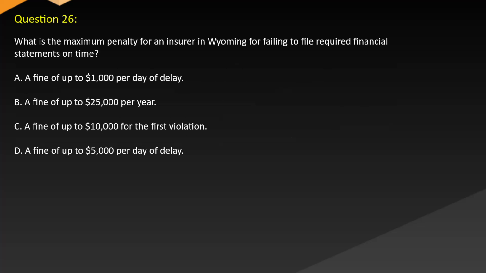Question 26. What is the maximum penalty for an insurer in Wyoming for failing to file required financial statements on time? A. A fine of up to $1,000 per day of delay. B. A fine of up to $25,000 per year. C. A fine of up to $10,000 for the first violation. D. A fine of up to $5,000 per day of delay.